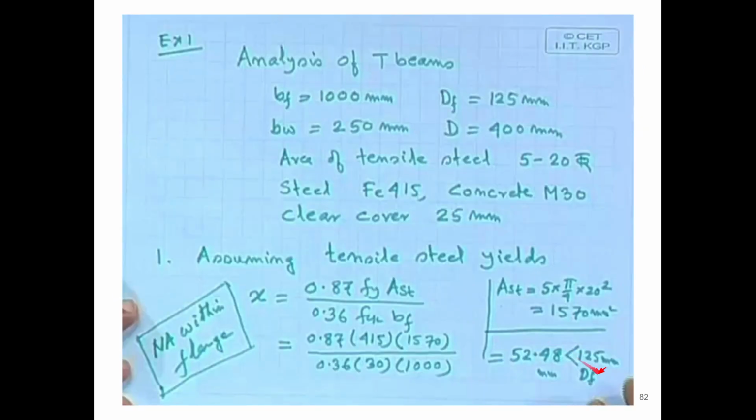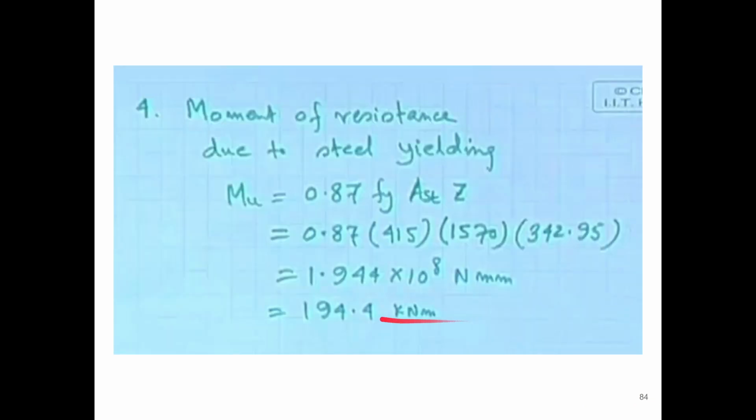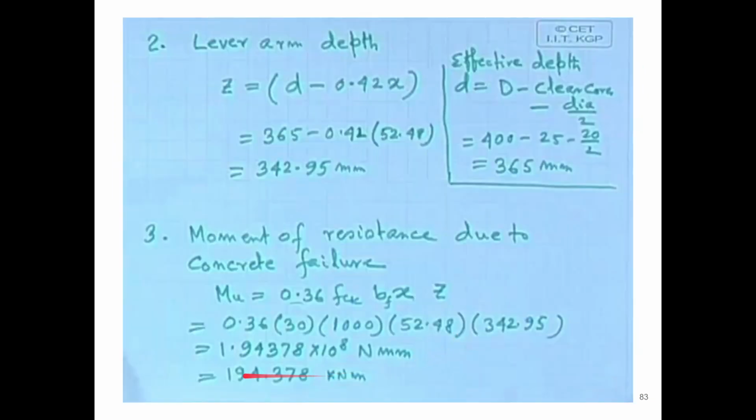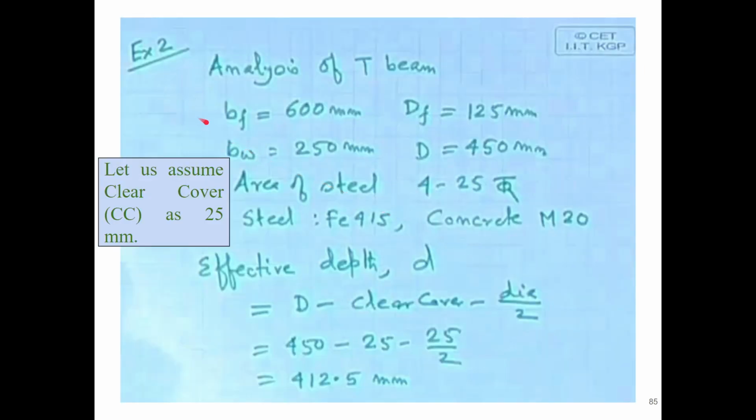So we can say that this is almost a balanced section. Okay, so the moment carrying capacity is 194.4 kilonewton meter. From both sides, concrete as well as steel, we have got this. Okay, so now let us go to the second problem.